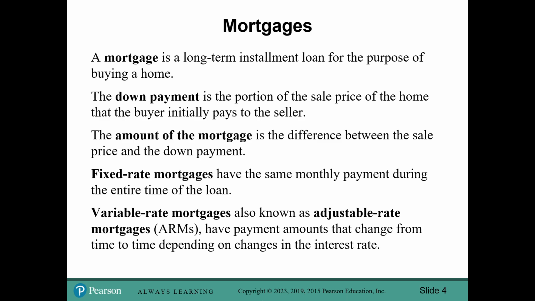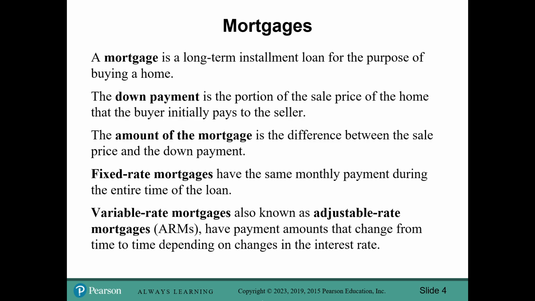Now, let's start with some definitions here. A mortgage is a long-term installment loan for the purpose of buying a home. The down payment is the portion of the sale price of the home that the buyer initially pays to the seller. The amount of the mortgage is the difference between the sale price and the down payment.